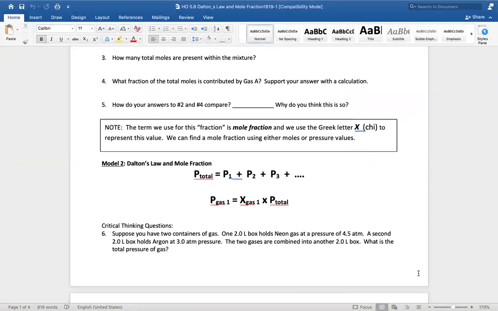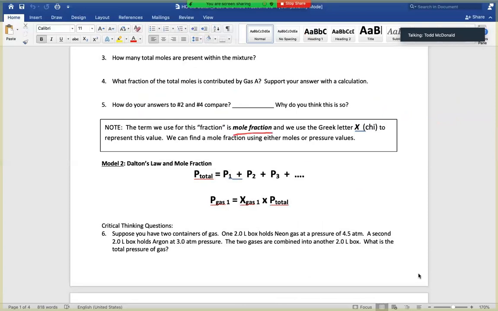The mole fraction is a term that is probably new to you. Mole fraction is the fraction of one particular gas out of the total number of moles in a container. With gas A, the mole fraction was 0.3 out of 0.9, which is a third. We use a capital X. It's actually the Greek letter chi, but when we type it out we just use X to represent mole fraction. Mole fraction is the moles of one particular gas out of the total moles in the container, and that's going to be really important.